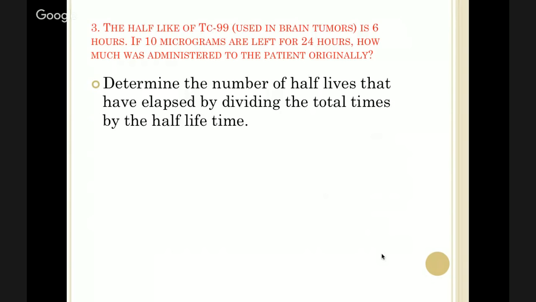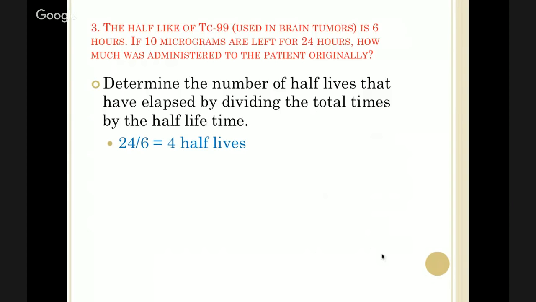The next example says the half-life of technetium-99, used for brain tumors, is 6 hours. If 10 micrograms are left after 24 hours, how much was administered to the patient originally? So we're going backwards in this example. Again, determine the half-lives that elapsed by dividing the total time by the half-life time. This has not changed. So 24 divided by 6 is 4 half-lives.